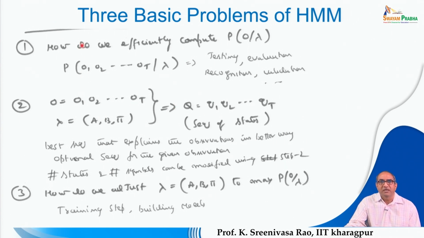I am just stating these 3 problems here. The first one is: how do we efficiently compute P(O | lambda)? Here lambda is the model, that is, the model parameters. What are the model parameters? If you look at the previous slide, the model parameters are A, B, pi: the state transition probabilities, the state symbol probabilities, and the initial state probabilities. All of these put together can be viewed as a model. That means an HMM model can be represented using these 3 parameters A, B, pi.